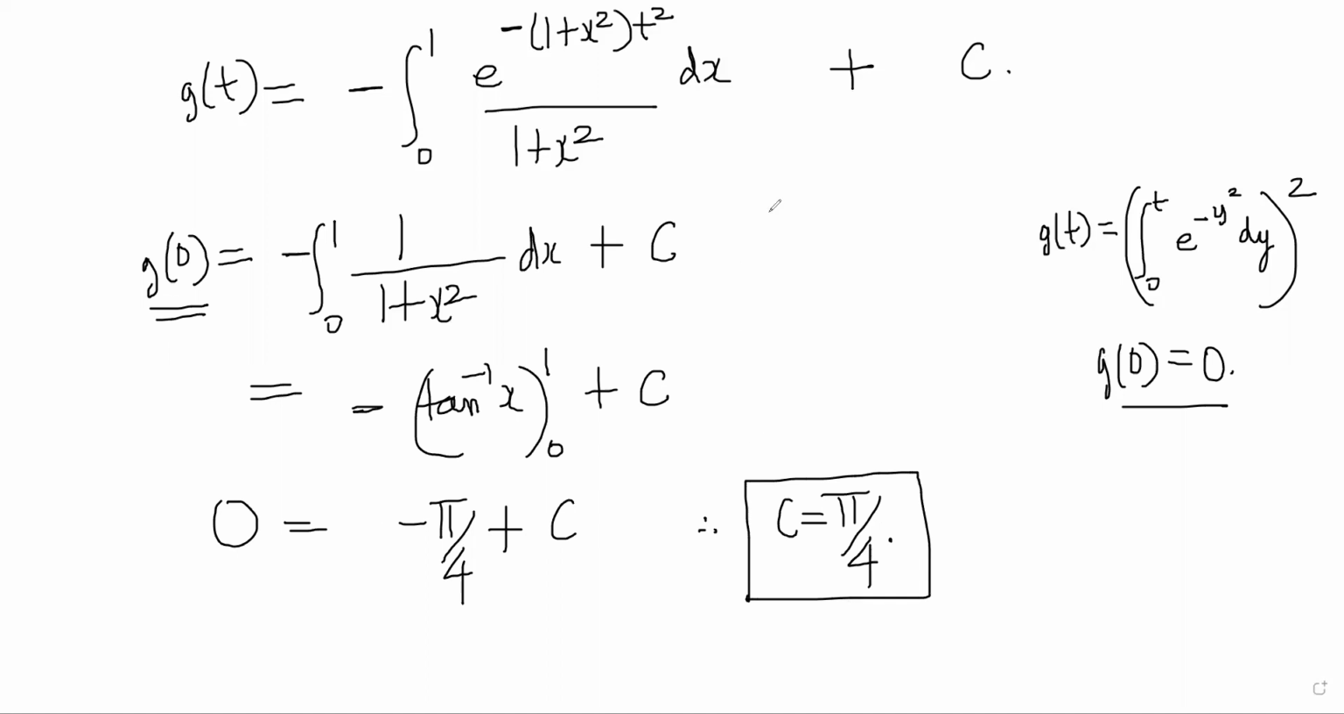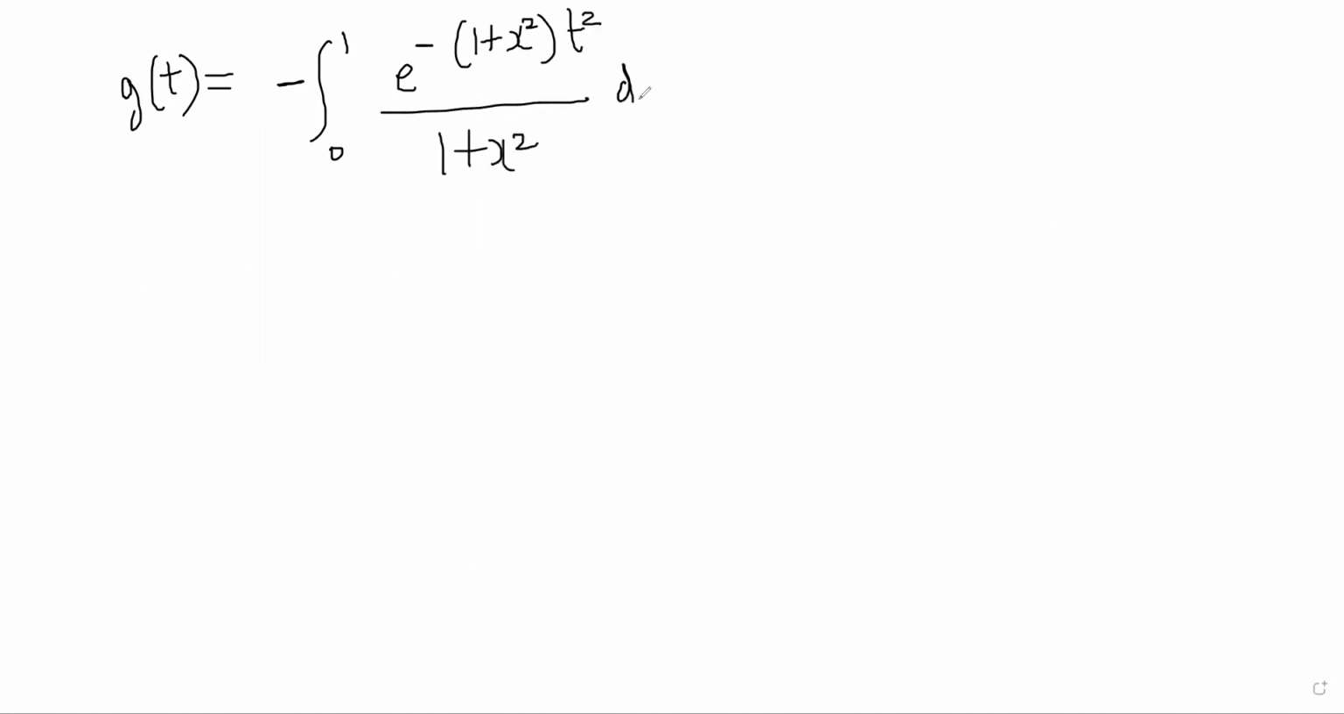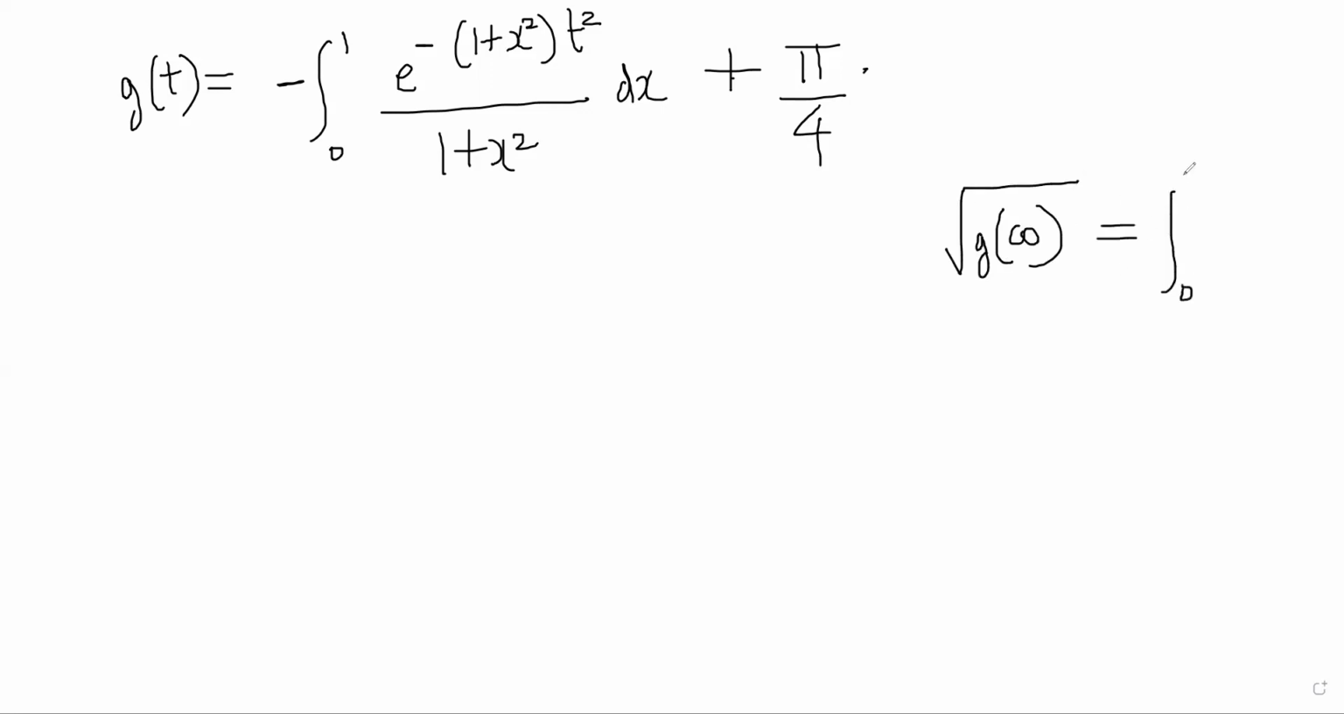If c is equal to π/4, now my g(t) function has become g(t) equal to minus the integral from 0 to 1 of e^(-(1+x²)t²) divided by (1+x²) dx, plus π/4, right? And if you recall, earlier we had said we wanted to find out root of g(∞). Root of g(∞) was my integral from 0 to infinity of e^(-y²) dy, right?